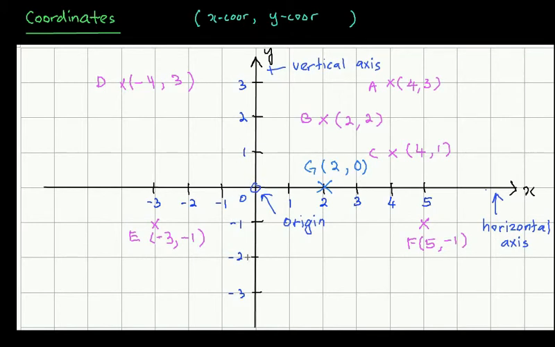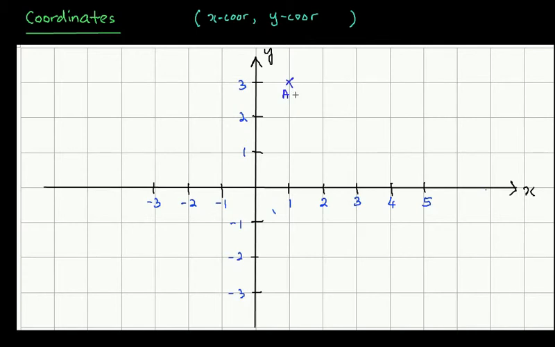How about this one, H? What is the coordinate of point H? It will be (0, -3). So any point that falls on the y-axis, the x coordinate must be equal to 0. For example, (0, -2), (0, 1), (0, 2), and so on.